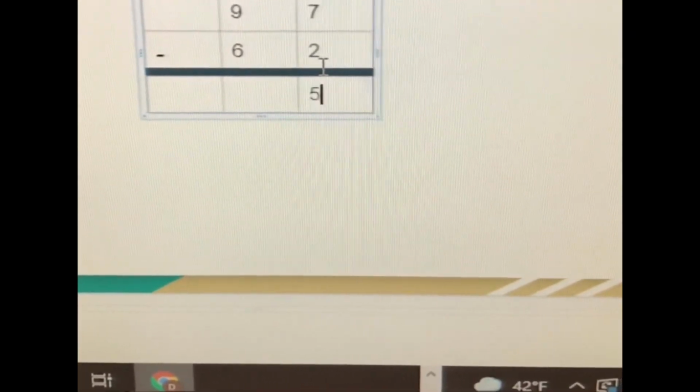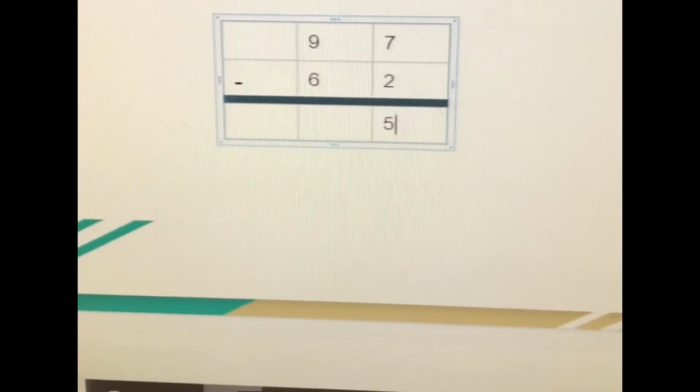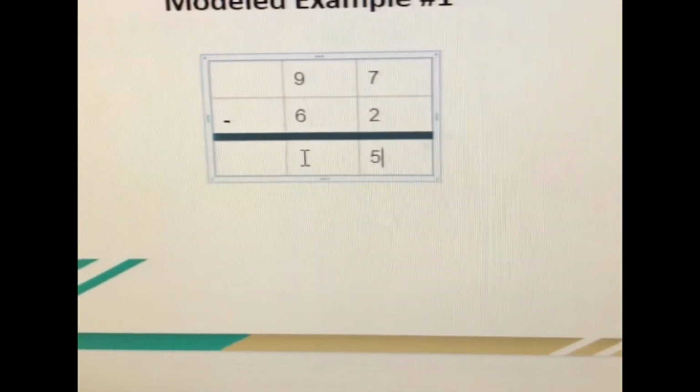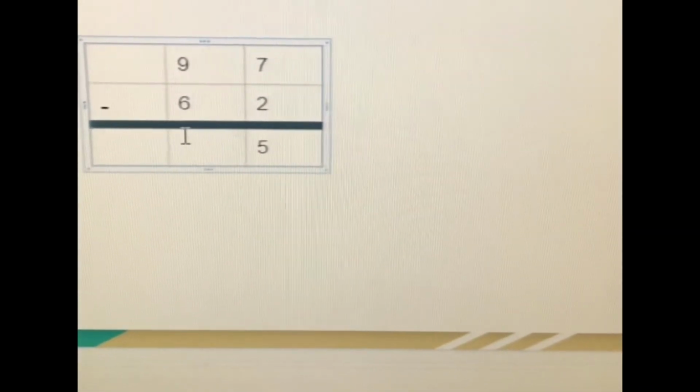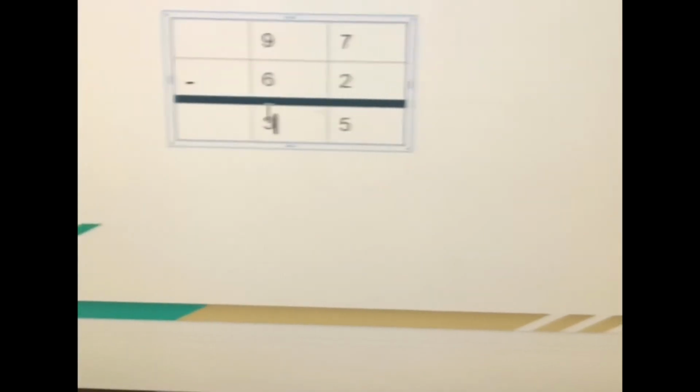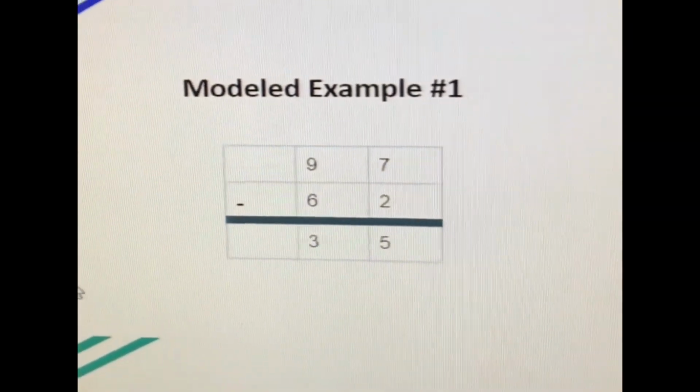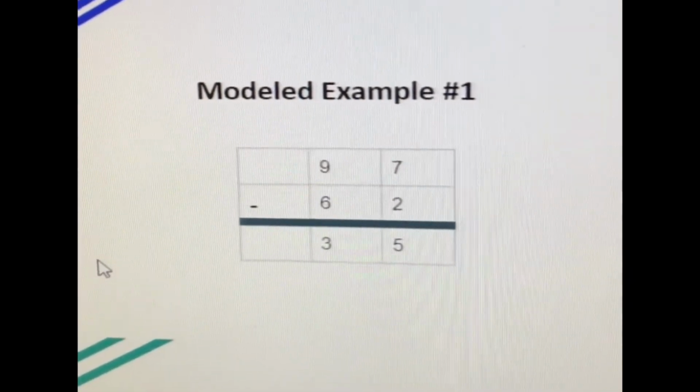7 minus 2 equals 5. So we have a 5 in the ones place. 9 minus 6 equals 3. We have a 3 in the tens place, 3 tens, 5 ones, and our answer is 35.